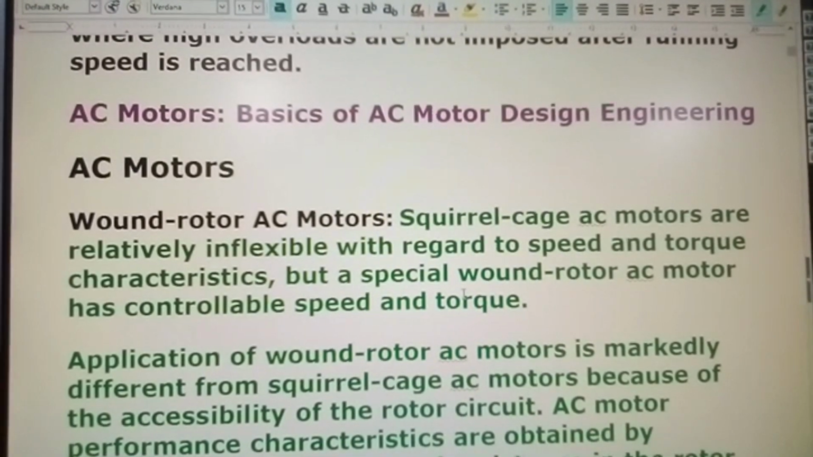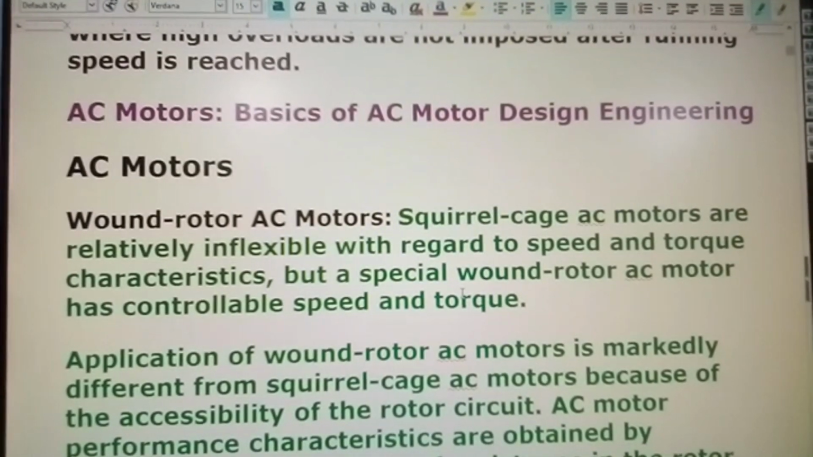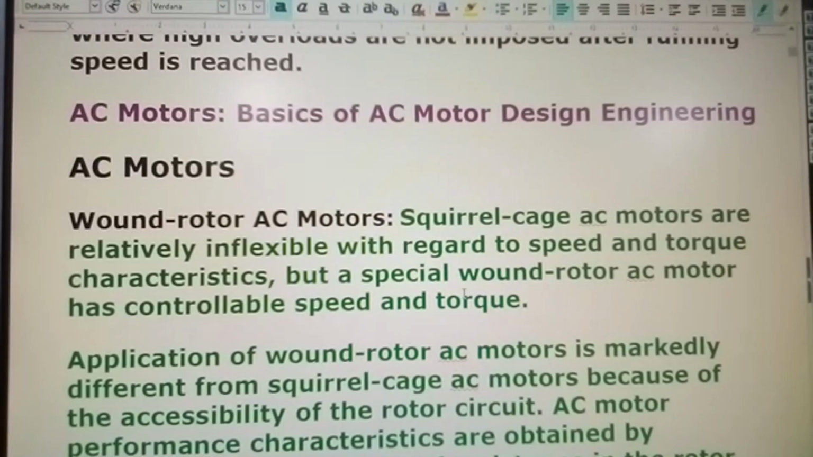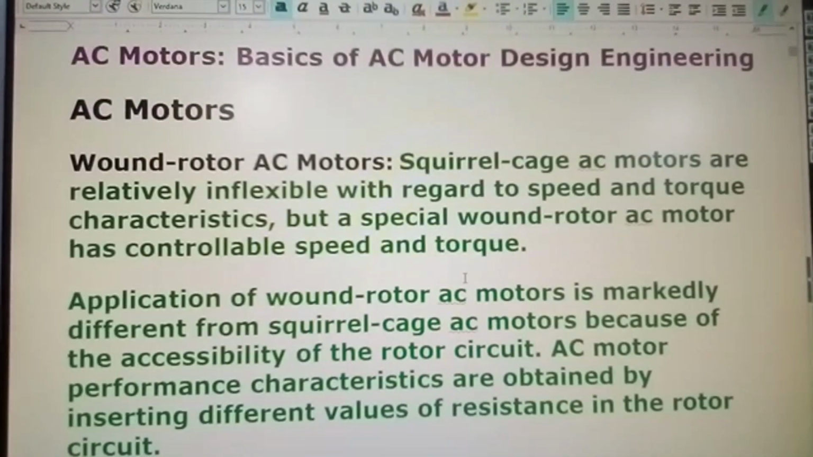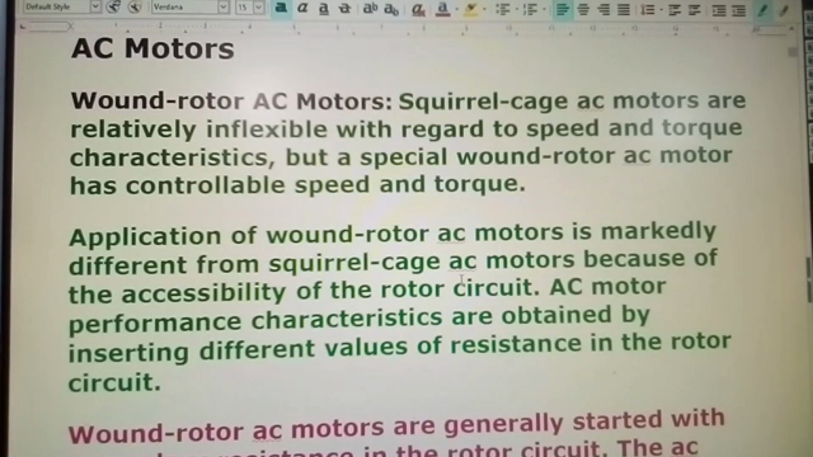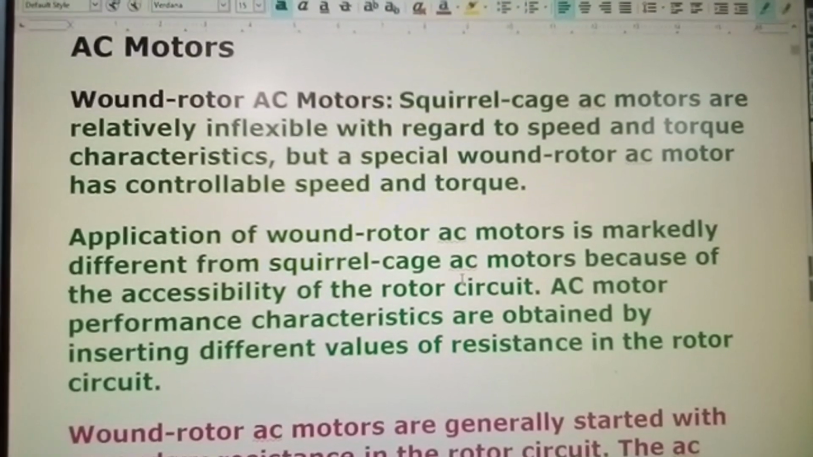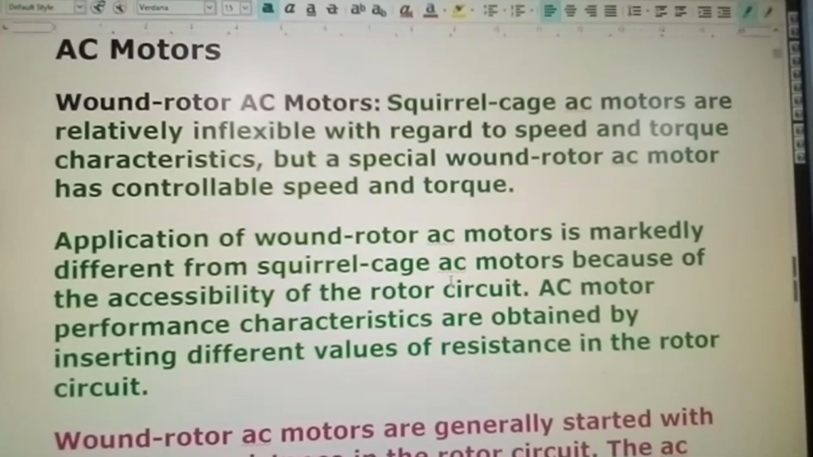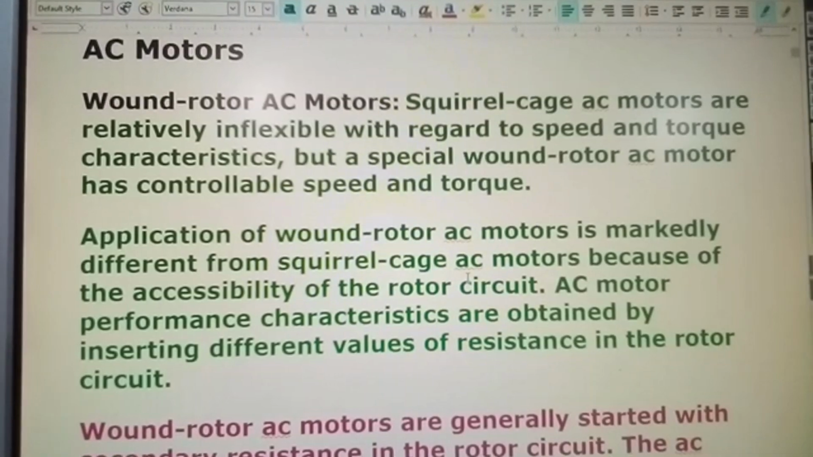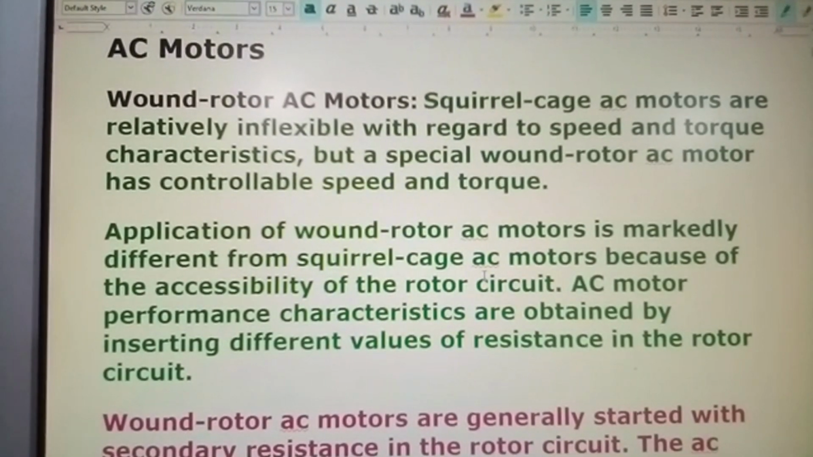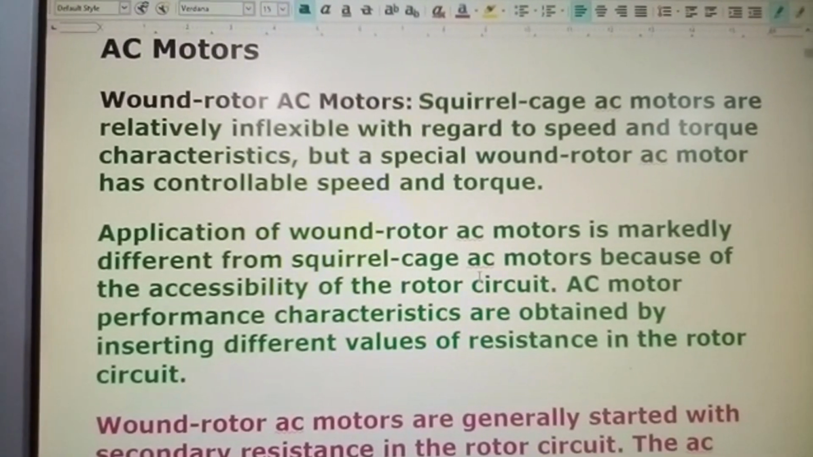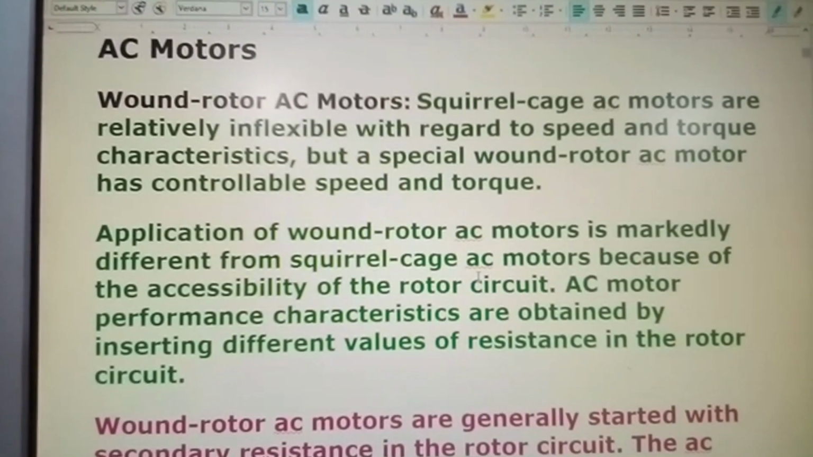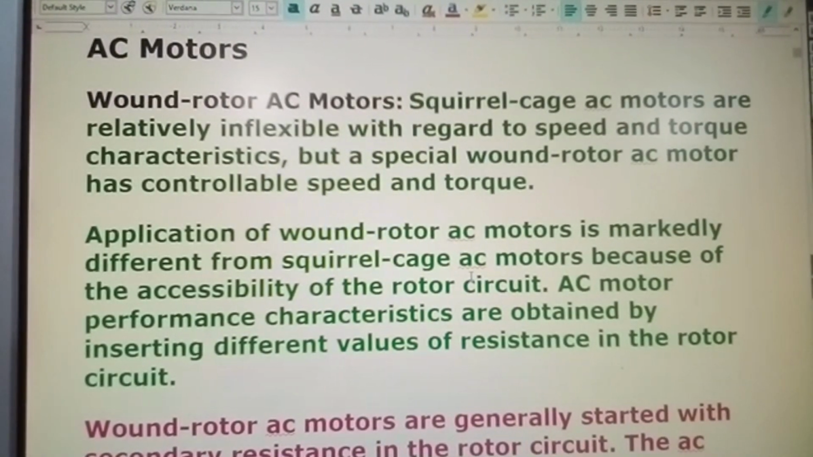Now, AC motor performance characteristics are obtained by inserting different values of resistance in the rotor circuit. Now these resistances will be applied externally, so it will be like in a box where it will be controlled, and it will be part of the motor control system. Now again, do some additional research for yourself, and again, can I remind you please, safety, safety, safety.